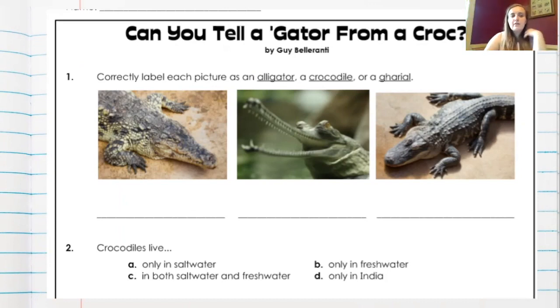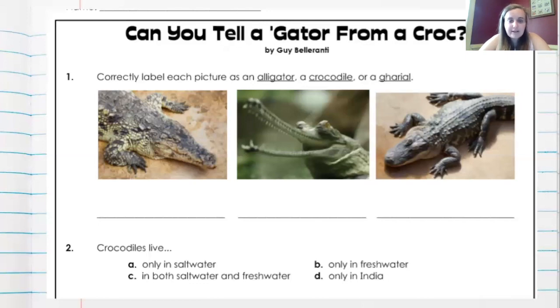All right, so I'm going to go through and read you the questions. If you would rather read it to yourself, that's fine. Number 1 says correctly label each picture as an alligator, a crocodile, or a gharial. So go ahead and label your 3 pictures. Number 2 says crocodiles live A, only in salt water, B, only in fresh water, C, in saltwater and freshwater, or D, only in India. Go ahead and pick the best answer.